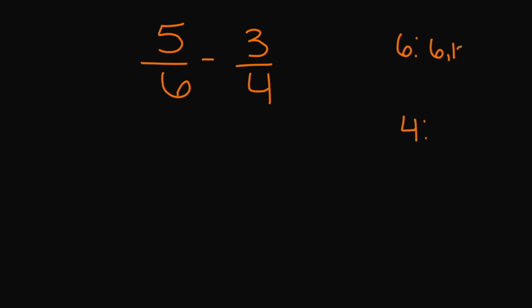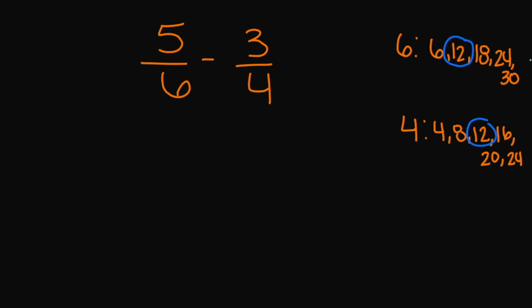Let's try 5 over 6 minus 3 over 4. Notice here my denominators are not the same, so I do need to find a common denominator. So we're going to find the multiples of 6 and 4. For 6, we have 6, 12, 18, 24, and 30. And we'll stop here for now. And then for my 4, we have 4, 8, 12, 16, 20, and 24, and we will stop here for now. The lowest common multiple between 6 and 4 is going to be the number 12.